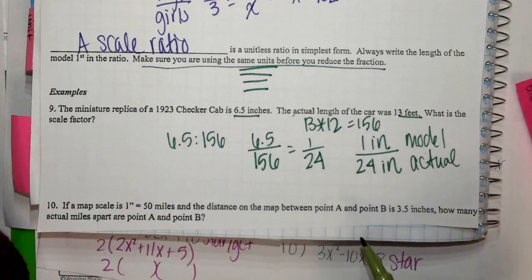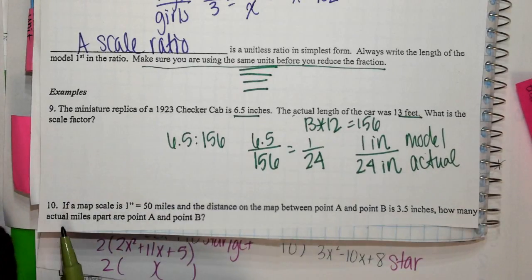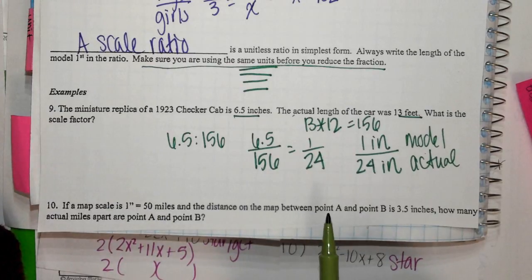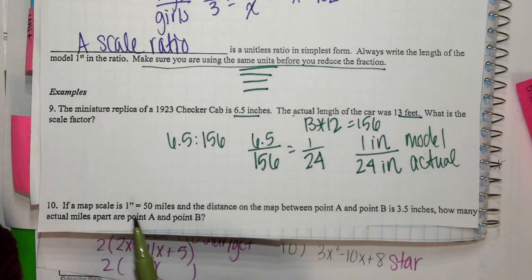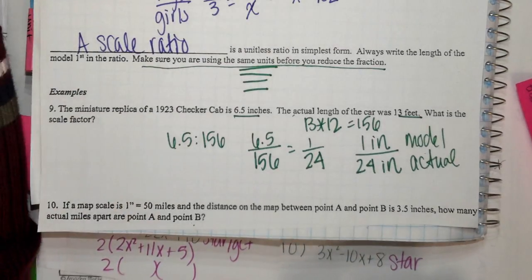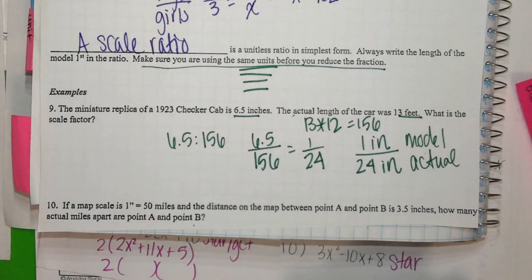And we're actually going to have to do this on our activity today. So it says, if a map scale is 1 inch equals 50 miles, and the distance on the map between point A and B is 3.5 inches, how many actual miles apart are the points? Now, read the problem again to yourself and think about what it's asking you to do.